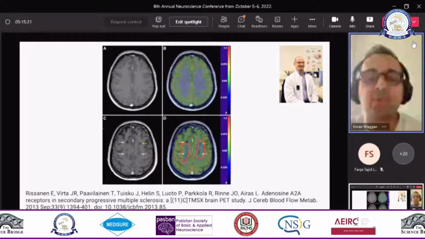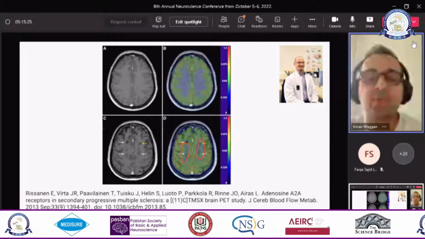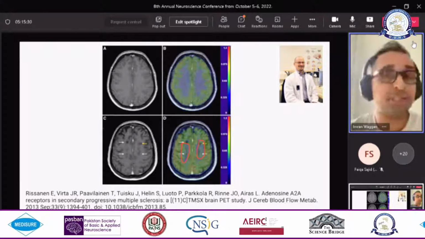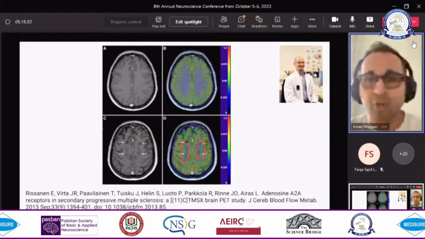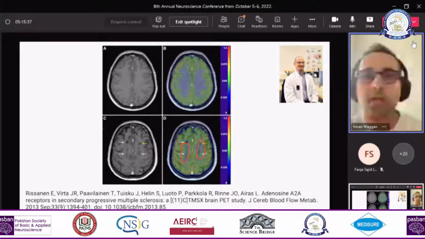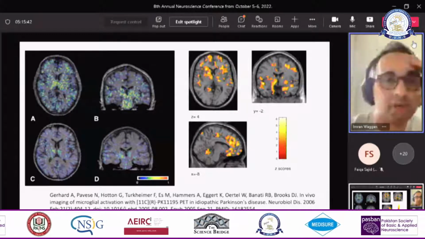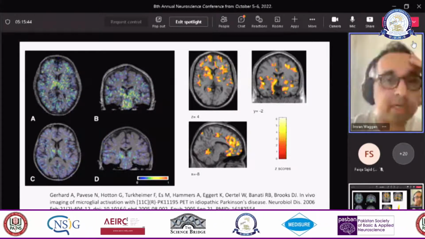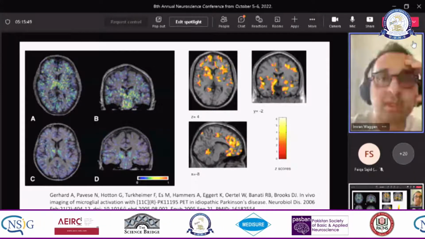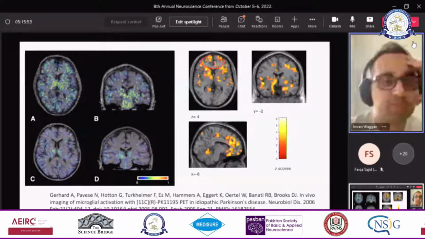Now, you must be thinking that multiple sclerosis is a neuroinflammatory disease, and we're talking about Parkinson's, which is a neurodegenerative disease. But you'd be wrong. Parkinson's is also a neuroinflammatory disease. In 2006, there was a paper, one of the earliest findings with PET, that found microglial activation in the frontal areas and somewhat in the temporal and the parietal areas as well.